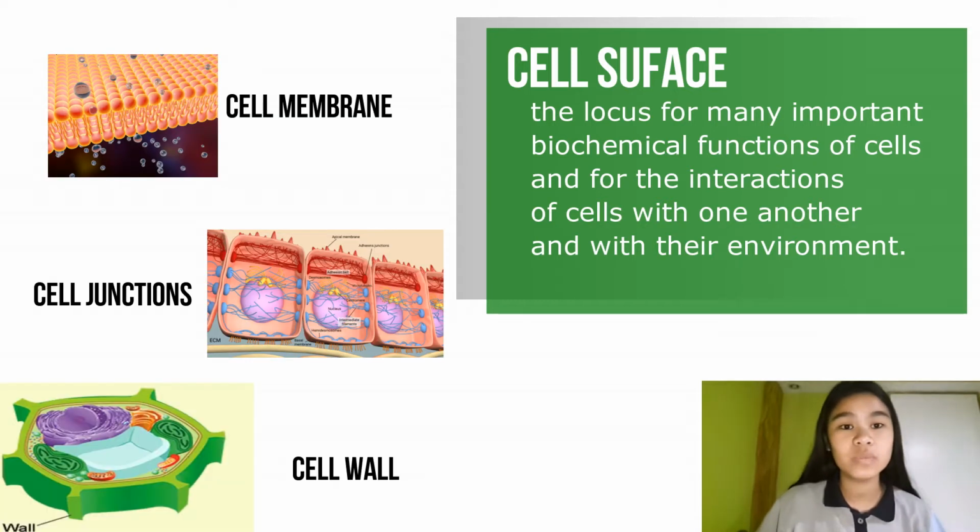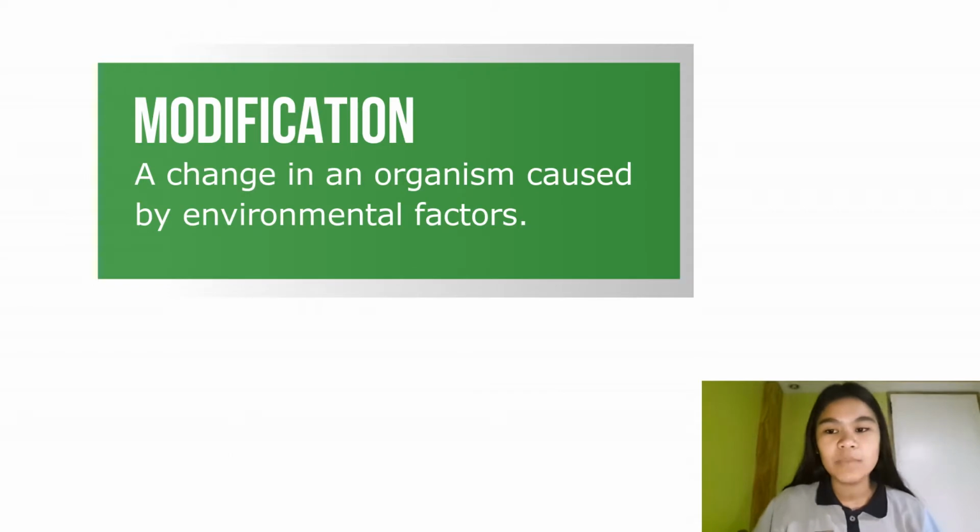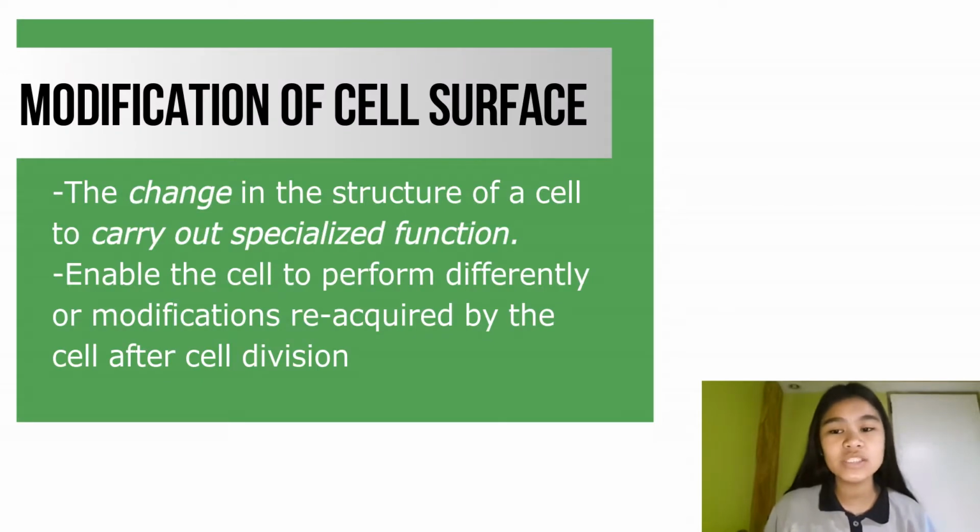And what do we mean when we say modification? Modification is a change in an organism caused by environmental factors. So let's highlight the word change there. So when we combine these two words, modification of cell surface is the change in the structure of a cell to carry out a specialized function. It enables the cell to perform differently, or modifications reacquired by cell after cell division.